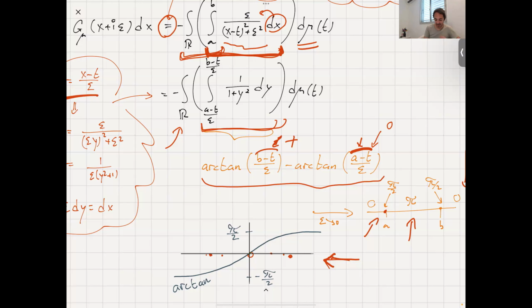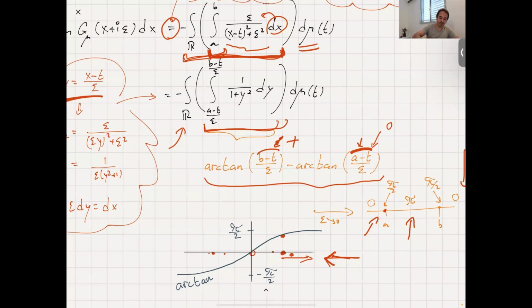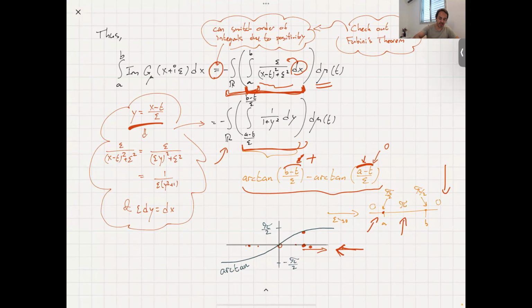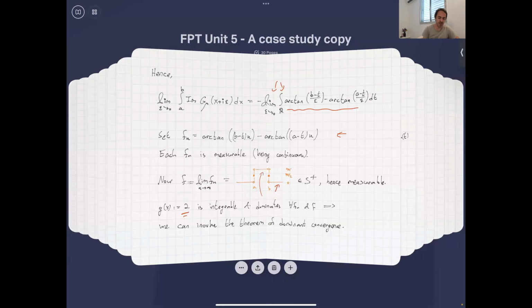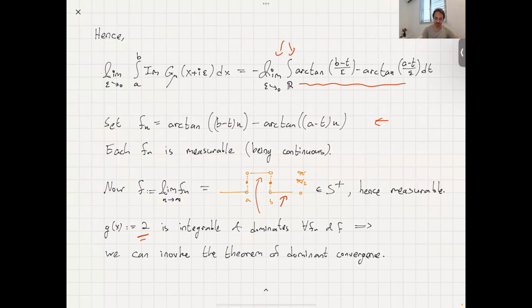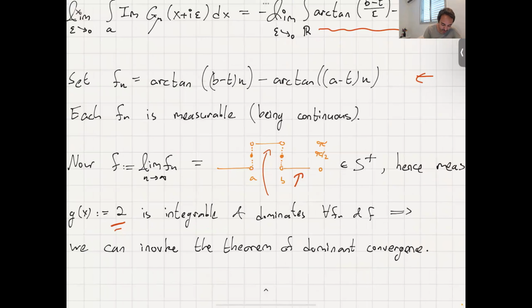So when t is a, that's the case we're considering, b minus t is positive. So it's something here, and you take that to infinity because epsilon goes to 0. So you get pi over 2 minus 0, right? So that's why f of a, and similarly f of b, are going to be pi over 2 and not pi. So really, this is the limit function.